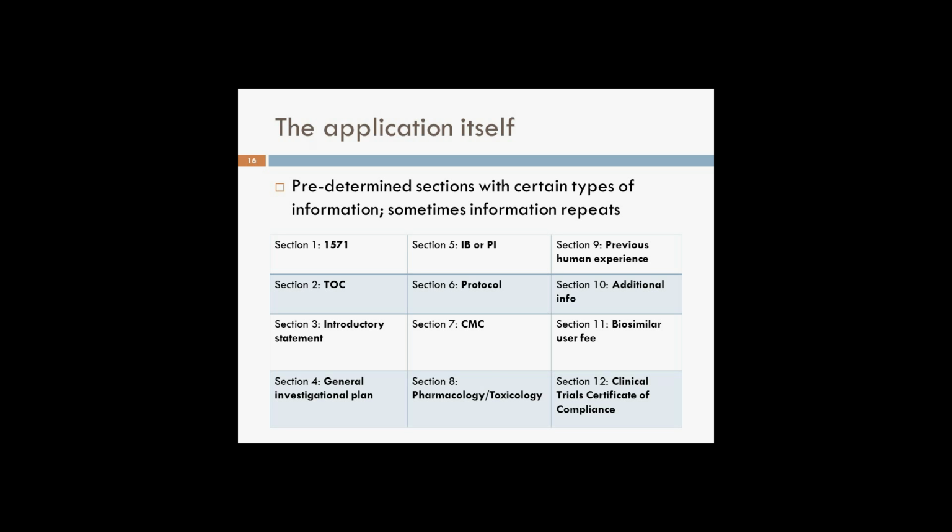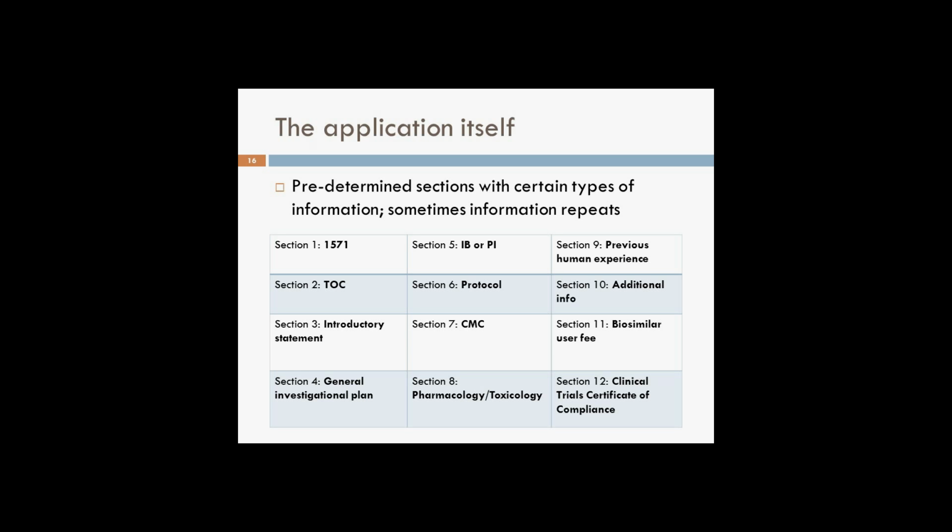Section 8 is Pharmacology and Toxicology, and something to know is that the pharmacology studies do not need to be done GLP. Toxicology studies do, but if you just do an animal study with the drug to see if it clears your disease, that does not need to be GLP. That can just be a research level of scrutiny. Then you have section 9 on previous human experience. Maybe somebody in Europe did a trial with that. Well, you put that information in that section.